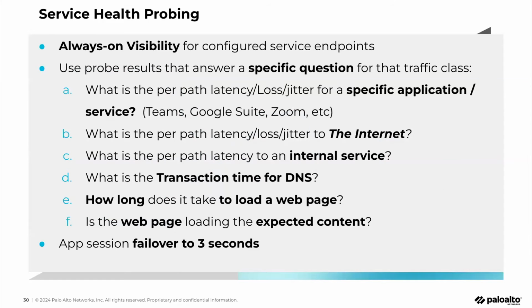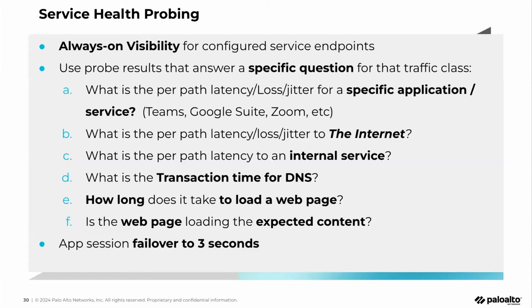So, service health probes. Like I said, Prisma SD-WAN natively looks at the applications, the transaction times, and transaction reachability, and leverages that information to make intelligent decisions. Plus, we obviously leverage link quality metrics to look at that health and also move applications on paths. What we're adding now is the ability to do service health probes.